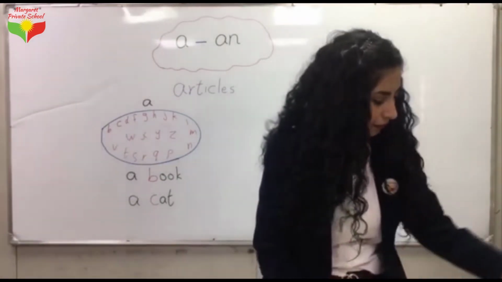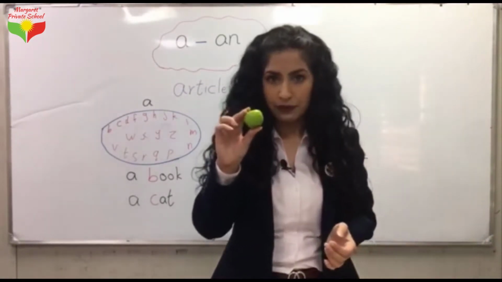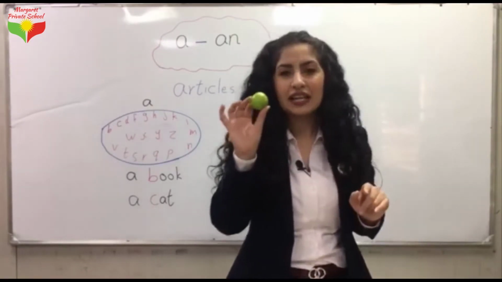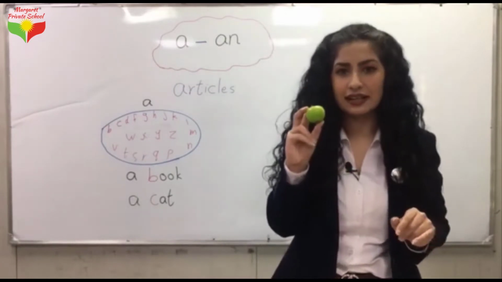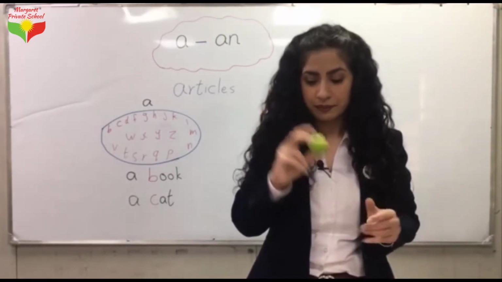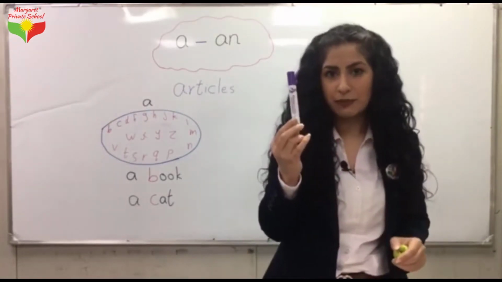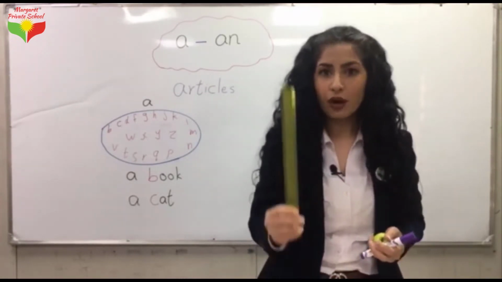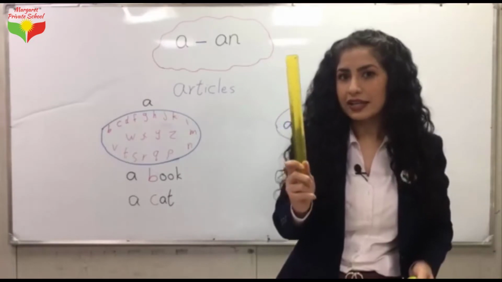Look at here. When we have only one apple, this apple is singular. Apple is singular. Or marker. We have only one marker, so it is singular. We have only one ruler, it is singular.